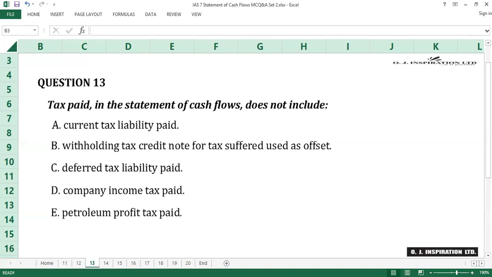Question number 13. The answer to question number 13 is C, deferred tax liability paid. The tax paid presented in the statement of cash flows does not include any form of deferred tax. Deferred tax liability, which is settled in the future, becomes part of current tax in the future that is settled. Settlement of deferred tax liability or reversal of deferred tax asset is a movement which does not have cash flow implications. C is the answer to question number 13.